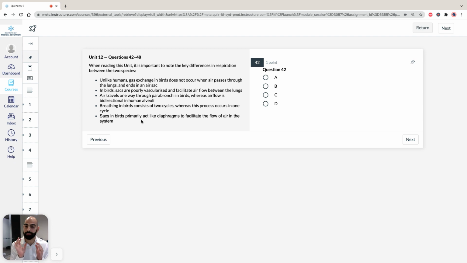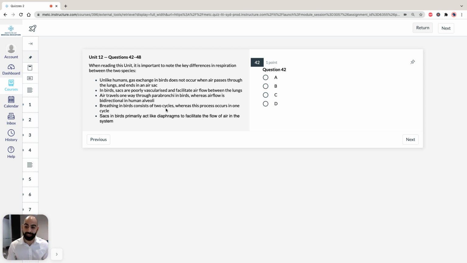So it's the differences between respiration in humans and birds. Unlike humans, the gas exchange in birds doesn't occur when air passes through the lungs and ends in an air sac. So that's one thing to take note of. In birds, sacs are poorly vascularized and they facilitate airflow between the lungs. And air travels one way through parabronchi in birds, whereas airflow is bidirectional in human alveoli. So it goes in and it comes out.